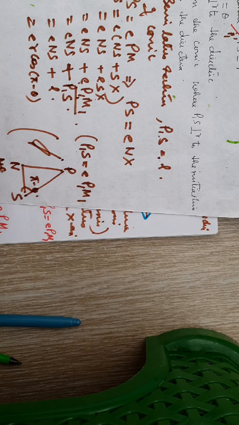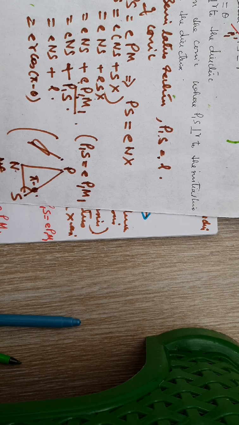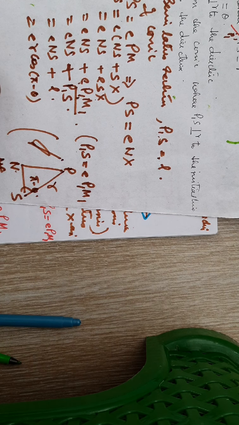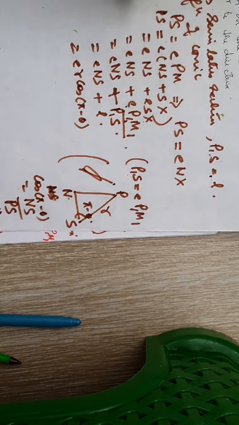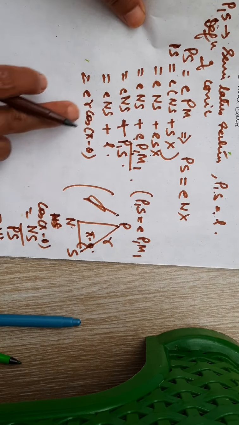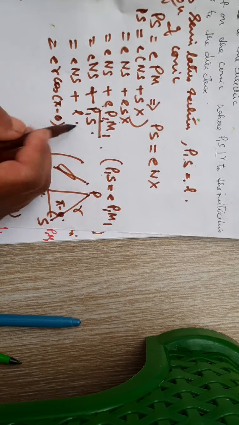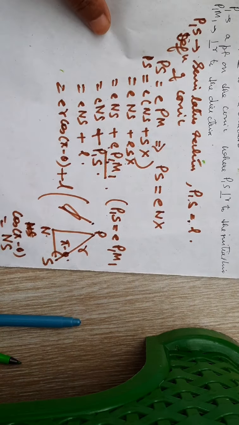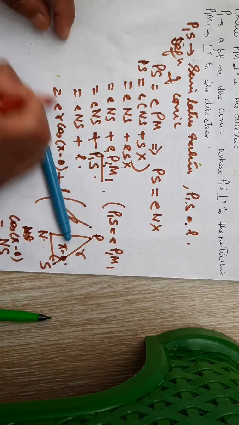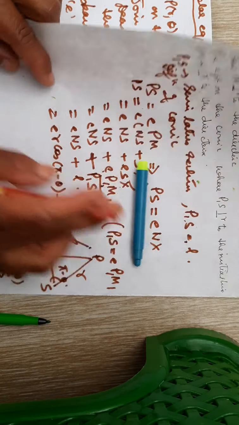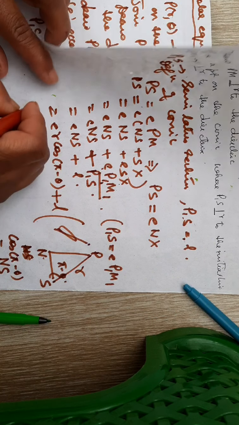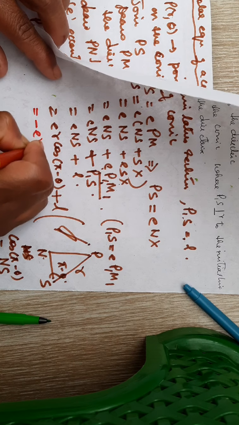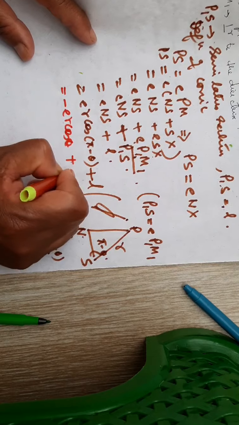As we know, cos of pi minus theta is equal to the base, that is NS, by the hypotenuse, that is PS. PS is equal to r, so it will be NS by r. So NS will be r times cos of pi minus theta. Therefore you can replace this NS by r times cos of pi minus theta, then plus L. What is cos of pi minus theta? It is minus cos theta. So this is equal to minus e r cos theta plus L.